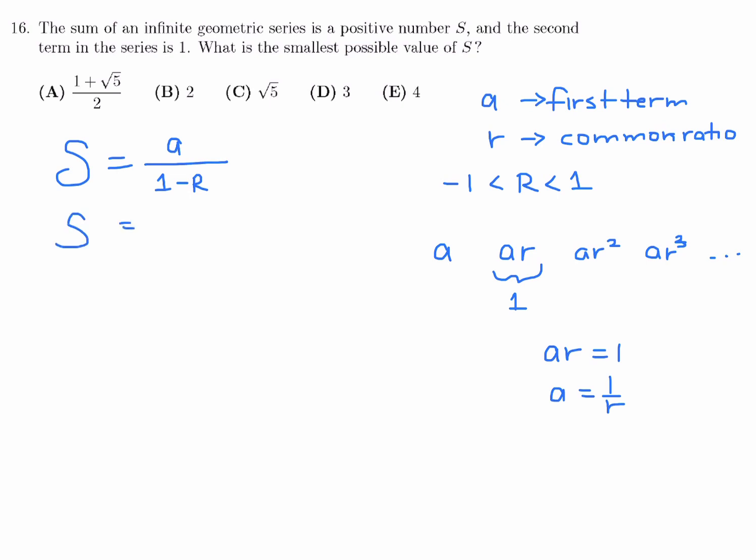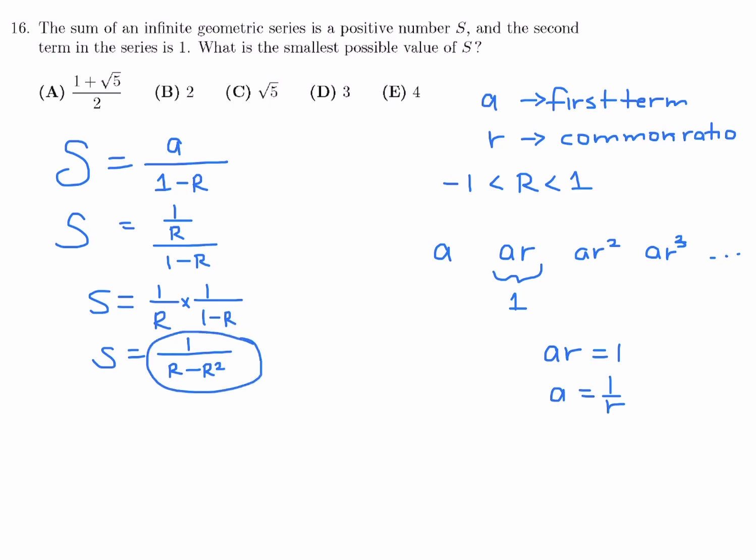It's always better to have fewer variables rather than more variables. So this becomes 1 over r, and that stays 1 minus r. Invert and multiply, I get 1 over r times 1 over 1 minus r. So this is 1 over r minus r squared. Okay, so my goal is to make this guy as small as possible. Well, how do you make that as small as possible? And the answer is I don't know.